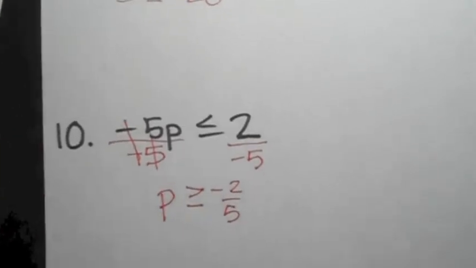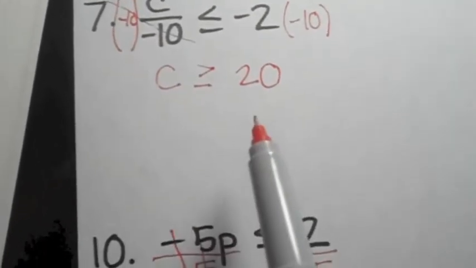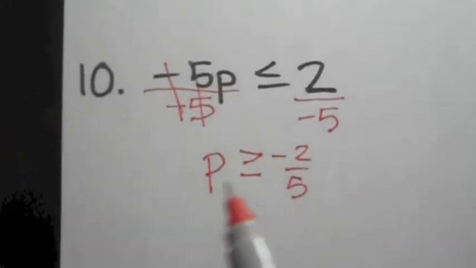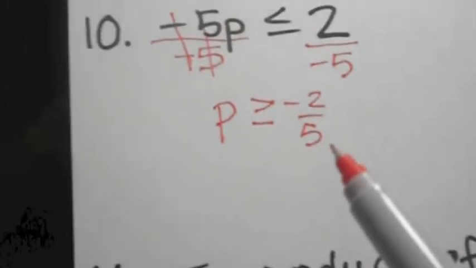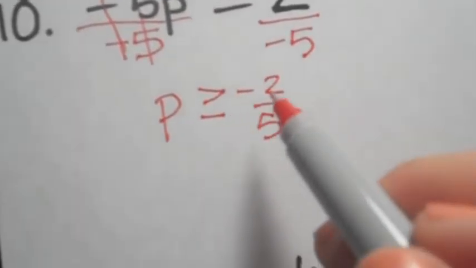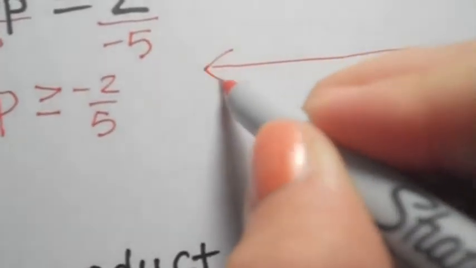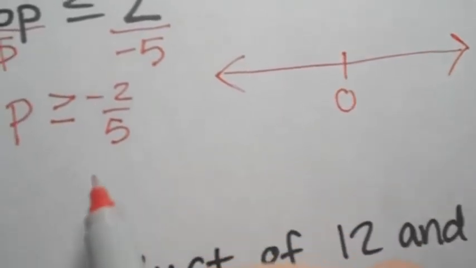Okay, so I trust that you know how to graph this. If you're not sure, go back to my 6.1 section and watch some tips on graphing. I'm going to graph number 10 just because we're not really used to graphing fractions. So what is negative 2/5? Where is that on the number line?